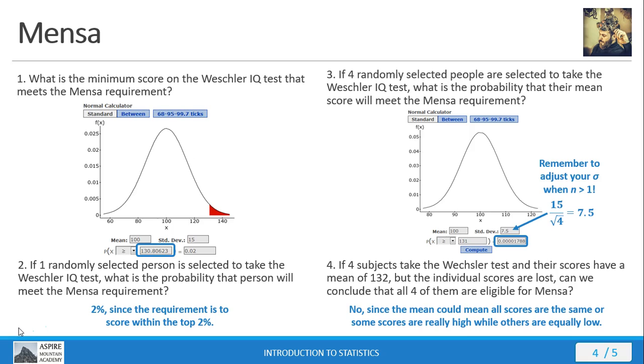If you have all the scores that are the same and all of them meet the requirement, then yeah, okay, you could say that all 4 of those subjects meet the requirement. But you don't know that that's the case. Maybe some of them scored really high and others scored really, really low. And when you average everything out, the average meets the requirement, but there's some of those that scored really low that won't meet the requirement. So without the individual scores, you can't really say how many of them are actually eligible for membership in Mensa.